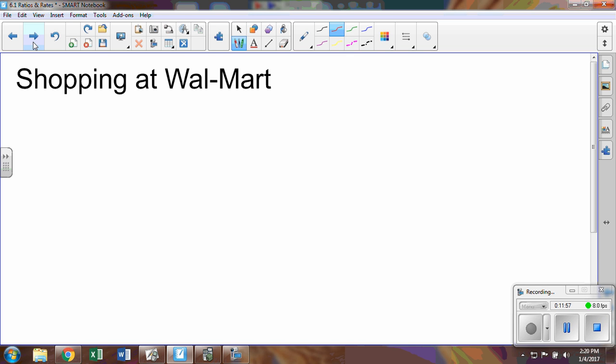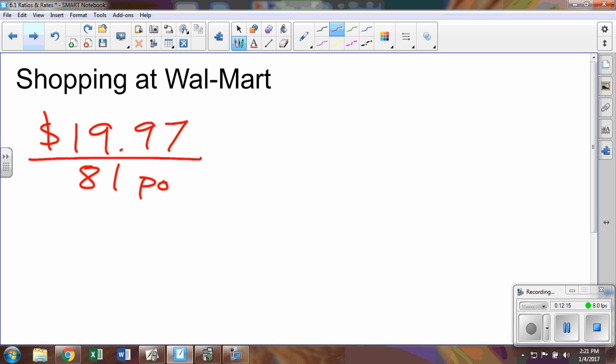Alright, and what we wound up doing is we got there and we were looking at the different ones, and of course they've got the big size, you got the small size, and what wound up happening is 2 different things we're looking at. There was a big one that was $19.97, and that one had 81 pods in it. And I was looking at it and saying, this is the one that we should buy.